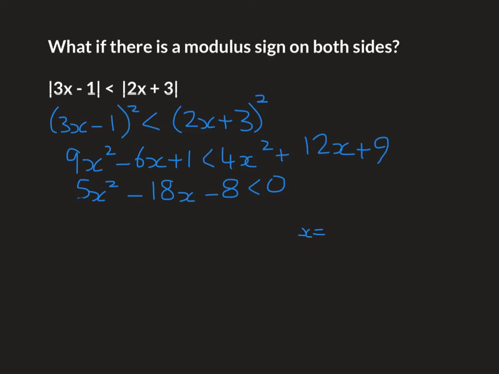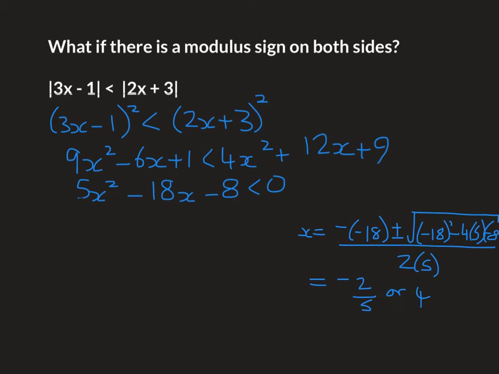x equals minus b plus or minus the whole square root of b squared, so notice I'm putting everything in, minus 4ac, all over 2a. That's all you need to do, and so you put it on your calculator and you get out minus 2/5 or 4. So that is the minimum that you'd be able to put in an exam to guarantee the marks for that.